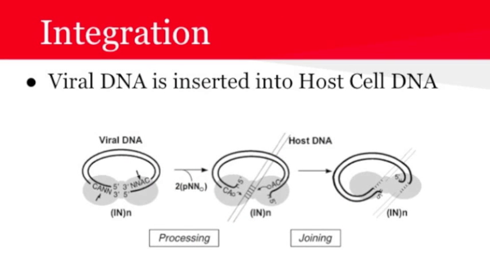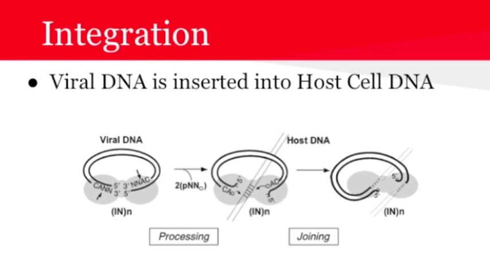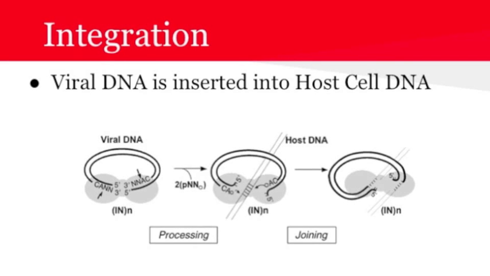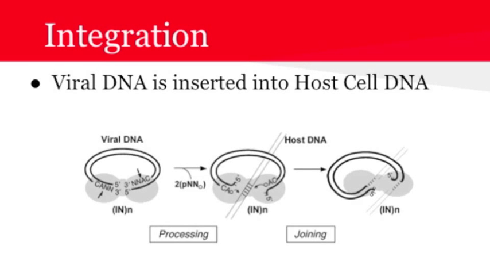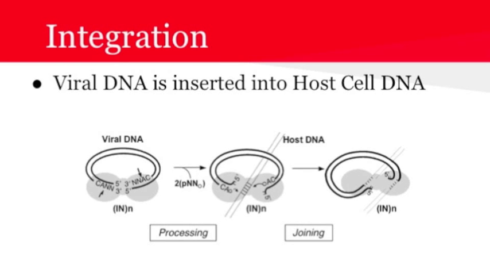Now that the viral DNA is made, it must be inserted into the host cell DNA with a process called integration. As you can see in the leftmost figure, you have your viral DNA, which is attached to a protein called integrase, represented IN. The integrase chops off part of the ends of the viral DNA, creating two sticky ends so that the host DNA can be joined. In the third figure, you have your final product after the host DNA has been split in half and the viral DNA was inserted into the middle, creating one long strand of DNA with your incorporated viral DNA.